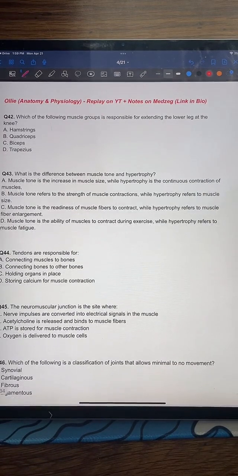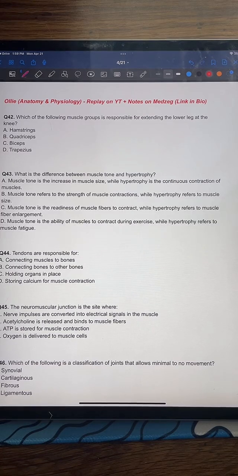Moving on, number 42. Which of the following muscle groups is responsible for extending the lower leg at the knee?